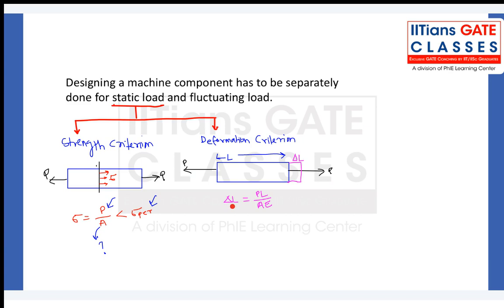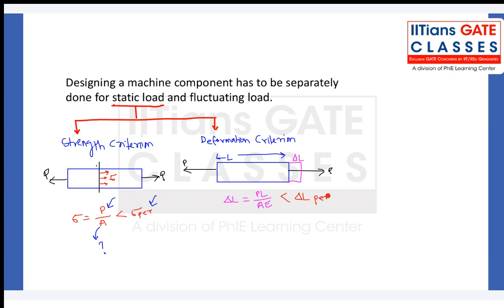Okay, so again, this delta L is the deformation produced in the bar, and it should be less than delta L permissible. So what is this delta L permissible? Whenever we are building a machine, there will be many components like this, and all the components have relative motions.